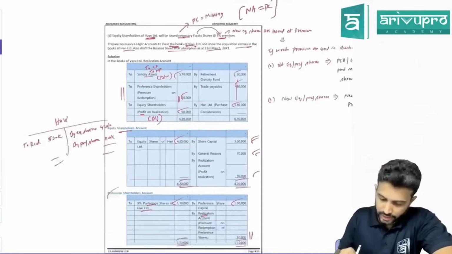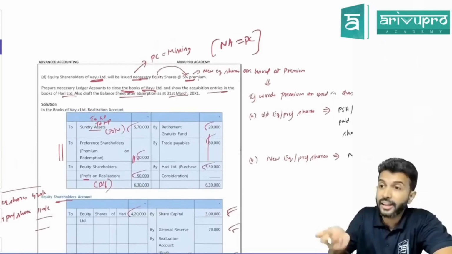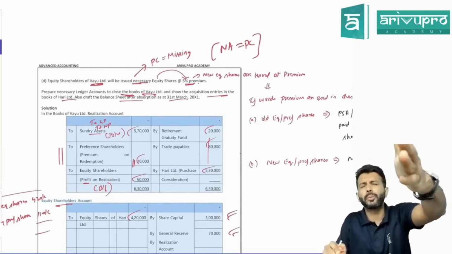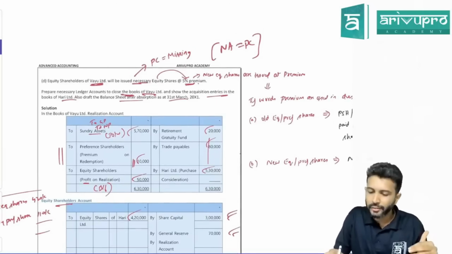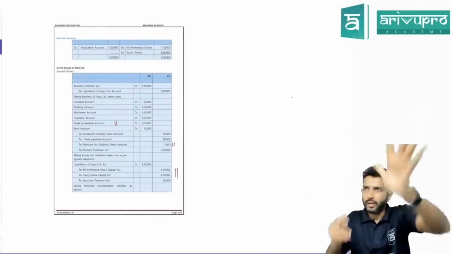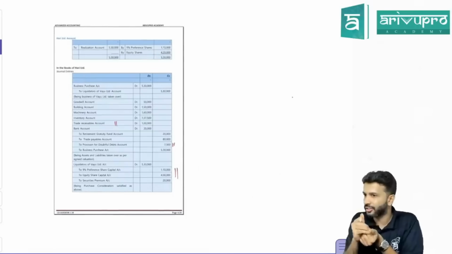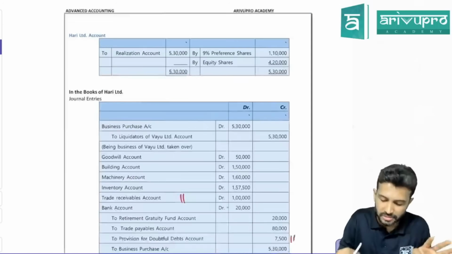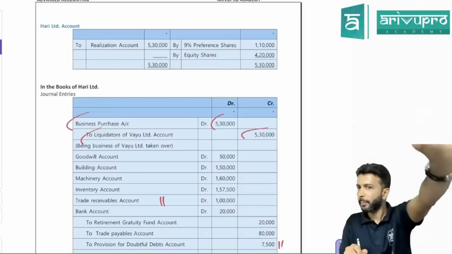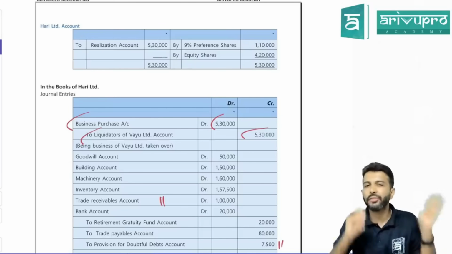All right. Next. So the problem is over. No, sir. Selling company's books we did. Next, in the books of the purchasing company. What did the purchasing company do? They purchase the business. Whenever you purchase a business, three common entries will always come, sir. The purchasing company purchases the business, no? So the first entry they'll pass is business purchase account debit to liquidator of selling company.